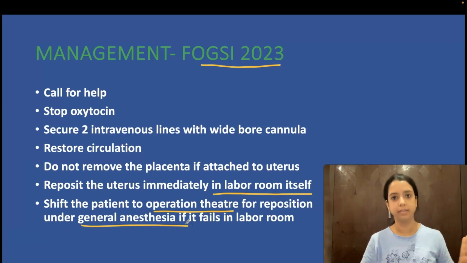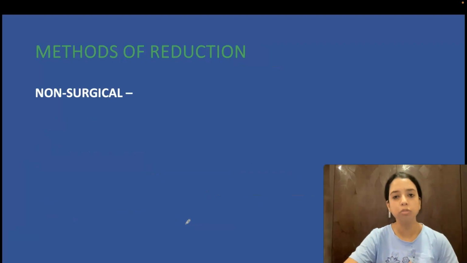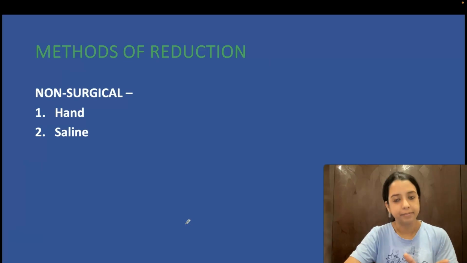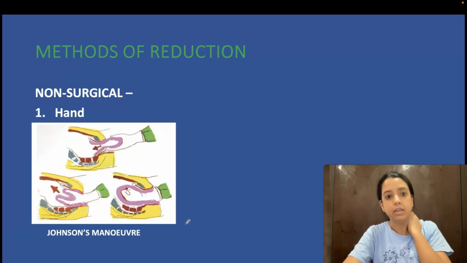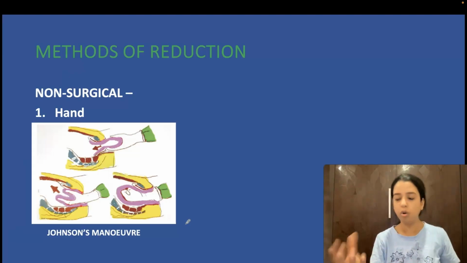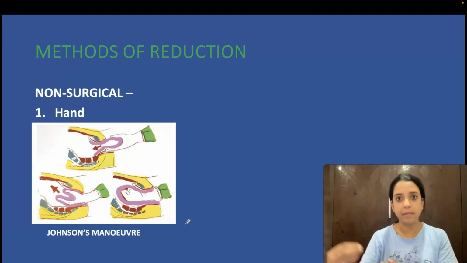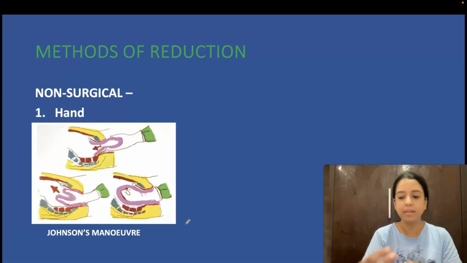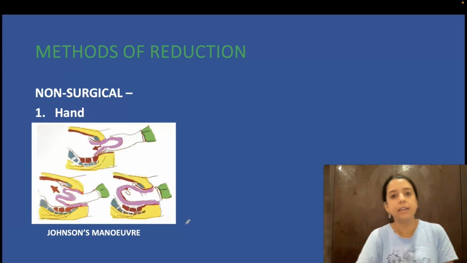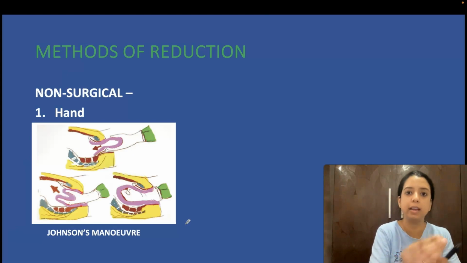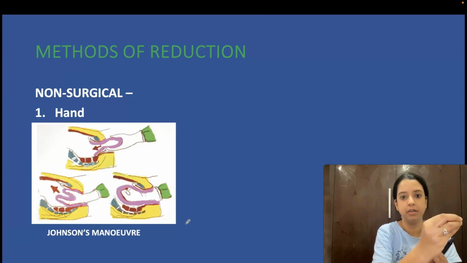So these are the general steps. Clear? Now what methods do you use for repositioning? One I have already told you is using your hand. These are non-surgical methods. You can either use hand or saline. When you use your hand, you hold the segment that has come out and then you reposit it using your hand. The segment that has come out first, you reposit that part first and then you reposit eventually the whole of the segment using your hand.